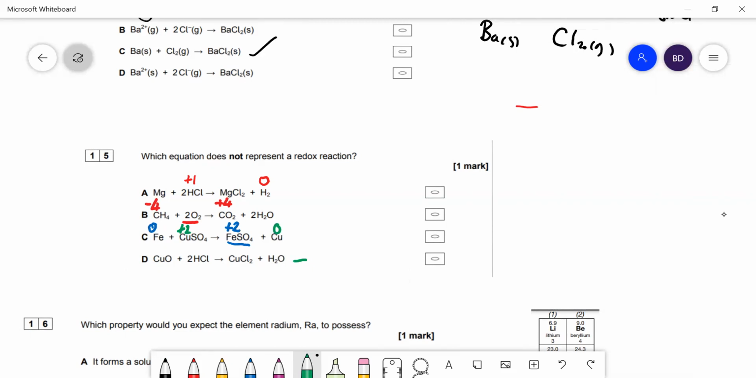We'll just check it. Oxidation number of oxygen: in all of its compounds, it's always -2. And it's in a compound there and in a compound there, so it's -2. Hydrogen is always +1 in its compounds. It's +1 there, and it's +1 there. That hasn't changed. Copper: in copper oxide, oxygen is always -2, so copper must be +2 there. And in copper chloride, the chlorines are both chloride ions, so you've got a Cu2+ ion there, that's +2 there. That's not a redox reaction.